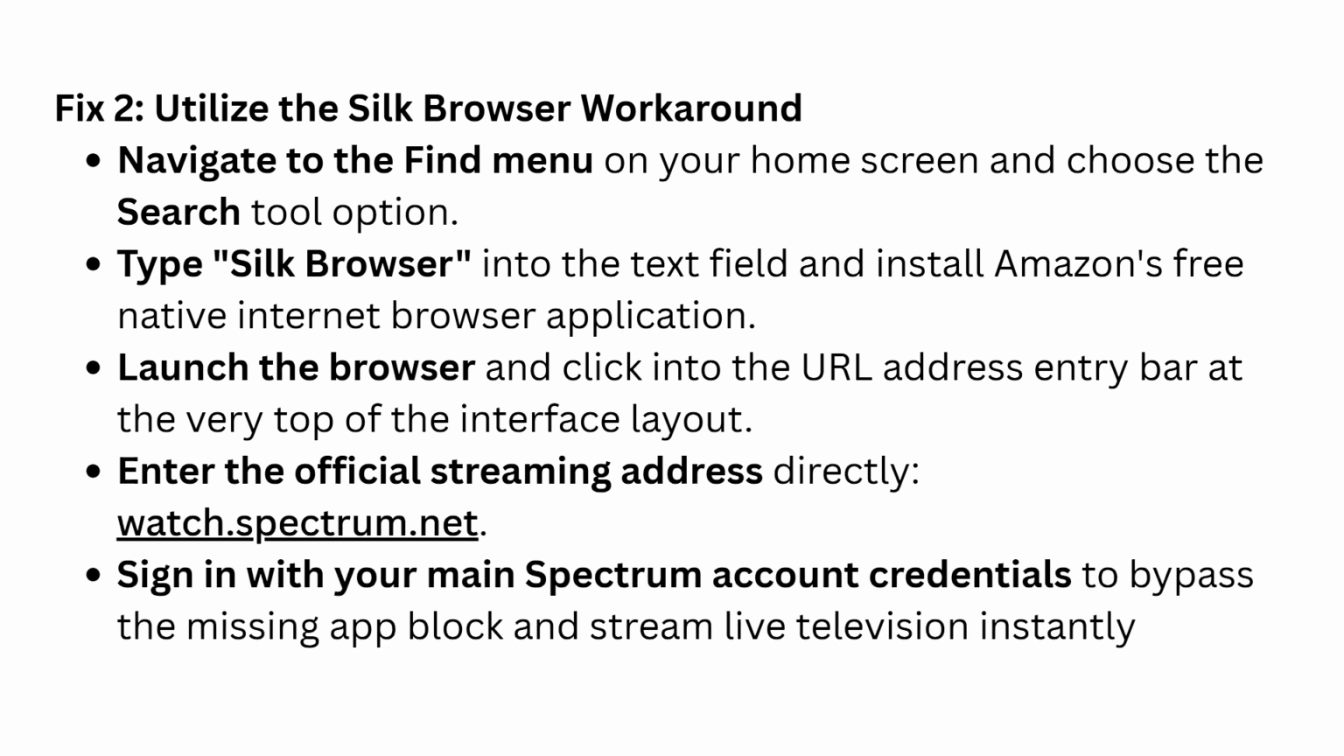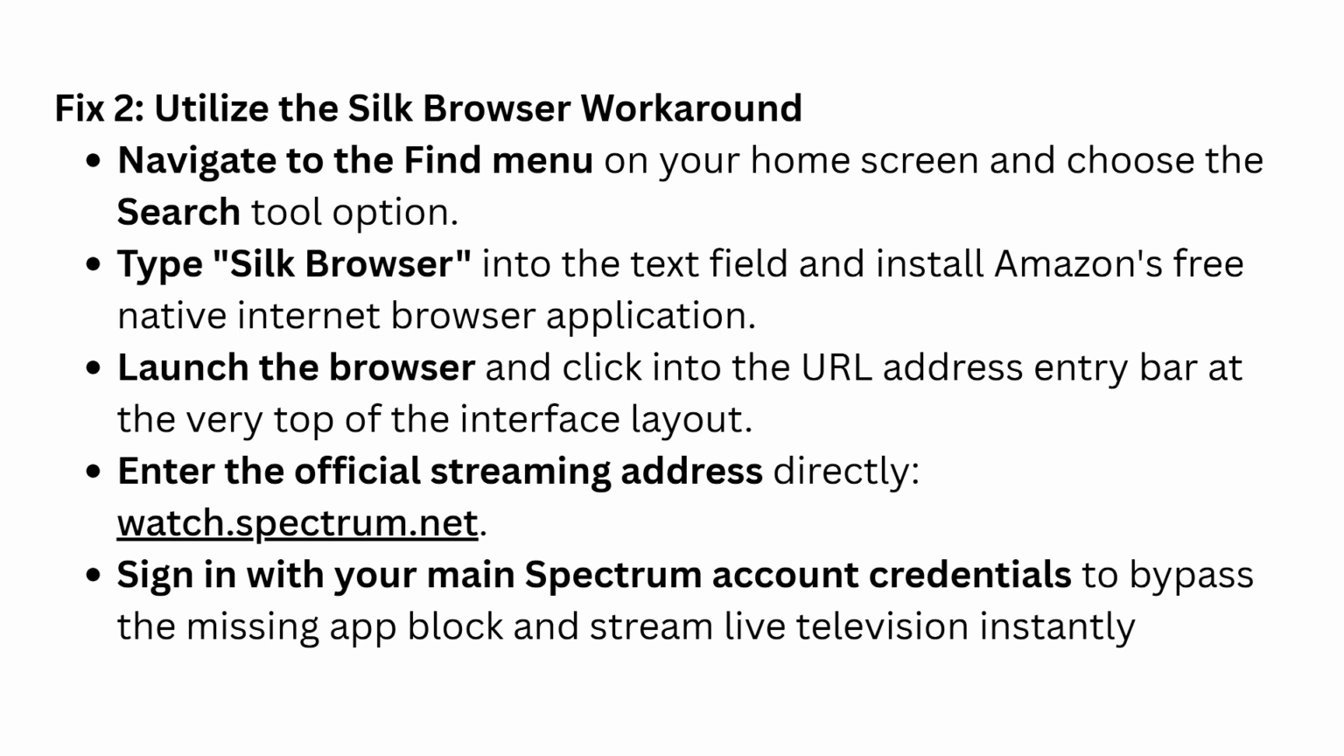Fix 2. Utilize the Silk browser workaround. Navigate to Find menu on your home screen and choose the Search tool option. Type Silk browser into the text field and install Amazon's free native internet browser application. Launch the browser and click into the URL address entry bar at the very top of the interface layout.